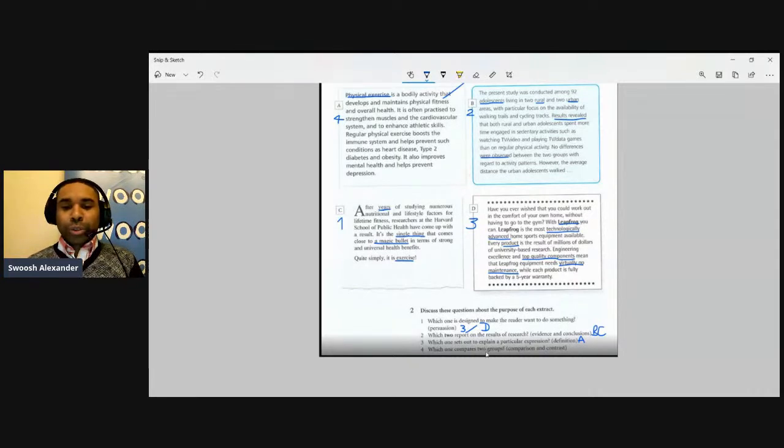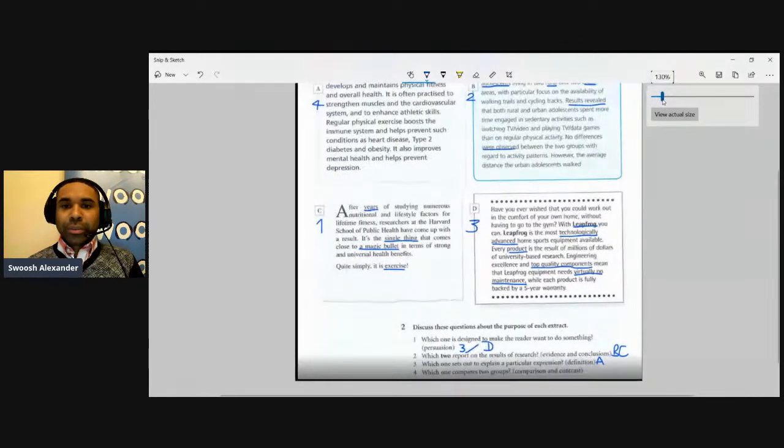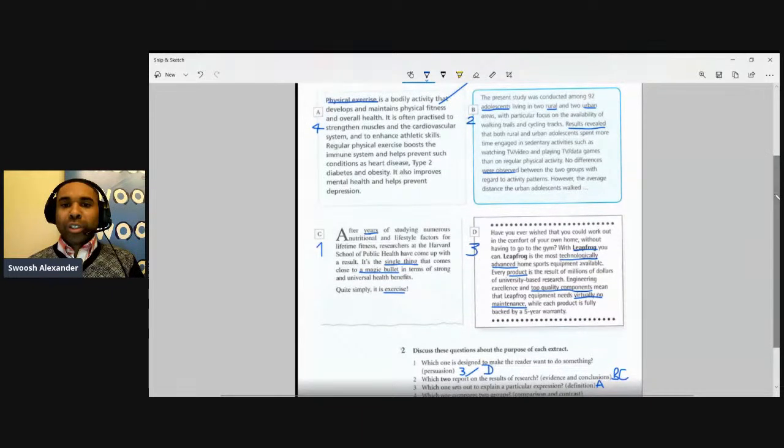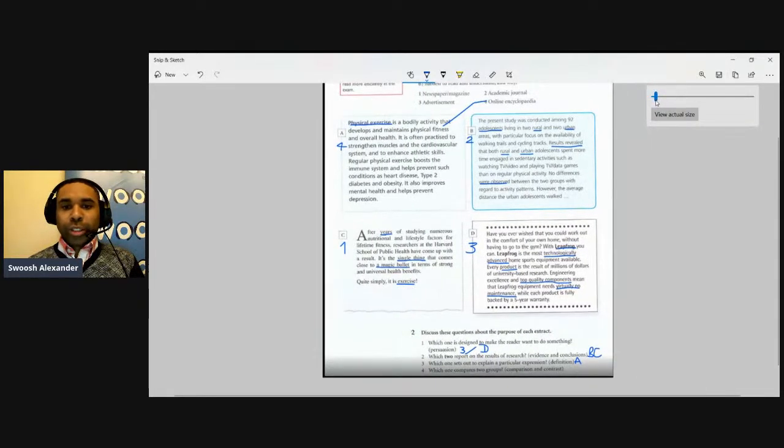And which one compares two groups? Comparison and contrast. We didn't look at this in so much detail, but if we have a look at the academic article, we can see there is a focus on rural and urban. So we did have a look at that, didn't we? The rural and the urban areas. So we're looking at rural adolescents and urban adolescents, and we're looking at their behaviors. So that would be the answer for the fourth question. It would be B, the comparison of urban and rural adolescents.